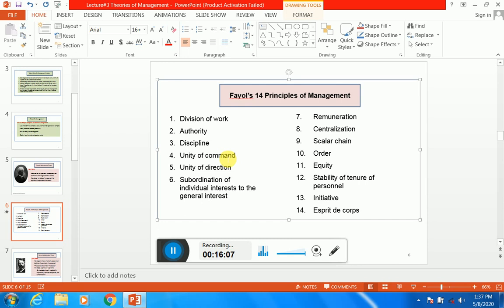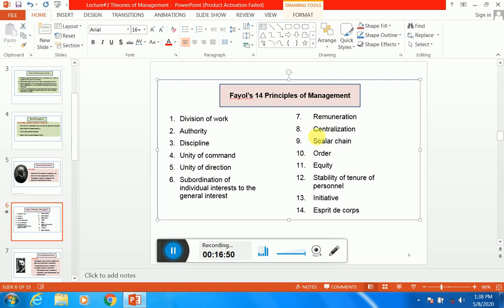Then unity of direction. Unity of direction simply means that the total members of the organization, the employees, work efficiently toward organizational goal achievement. They are working in the organization with one total direction and one goal. Next, subordination of individual interest to the general interest: the employees' interest should match the organization's interest. Remuneration means salary, more than salary, compensation, perks, meaning extra piece per rate, extra work hour effort.